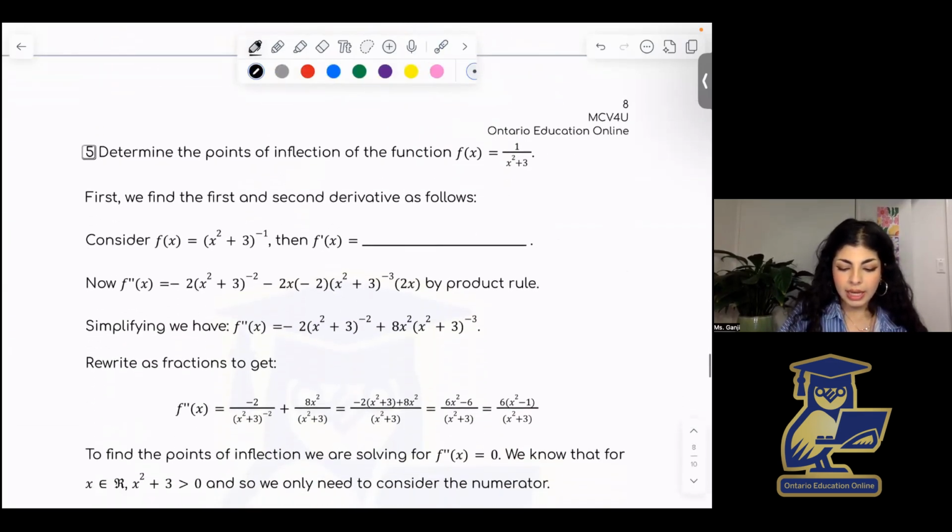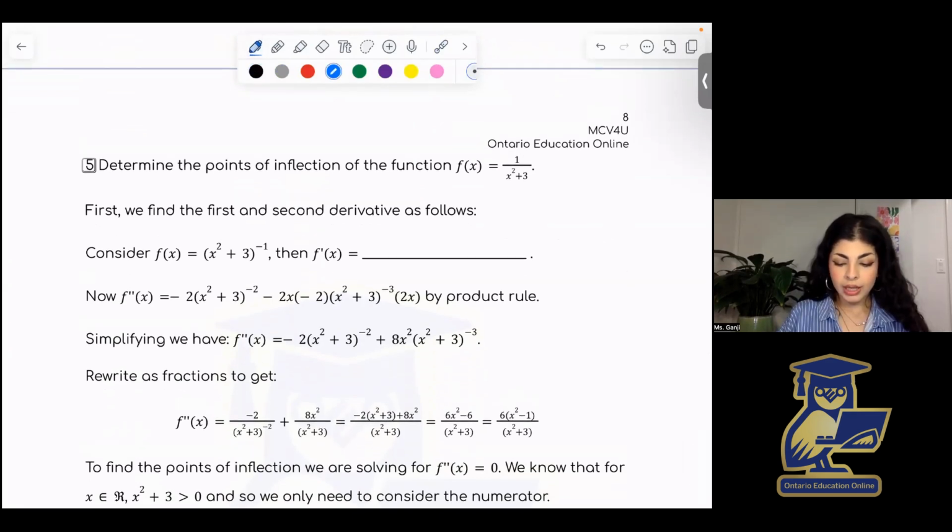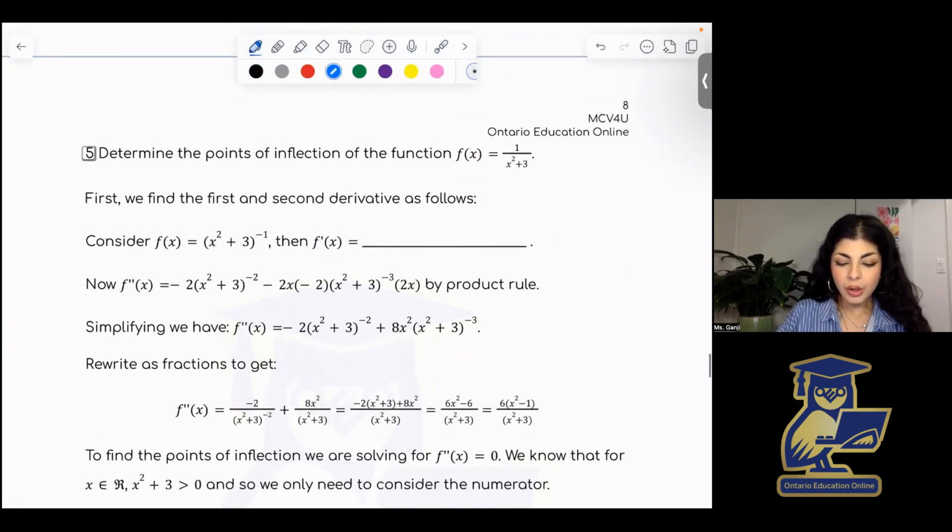Now let's look at this next example. This is also our last example for this lesson. So consider the function f of x is 1 over x squared plus 3, and we're asked to determine the points of inflection. I've written this with a -1 exponent, so I can find the first derivative. Remember the power rule here: x squared plus 3, we get -2. And then we also have to find the derivative of the internal function using the chain rule, so just 2x.